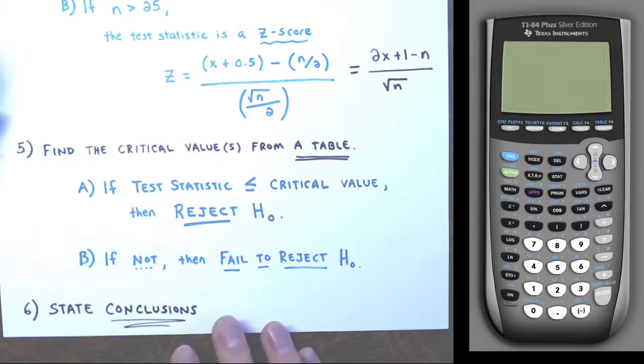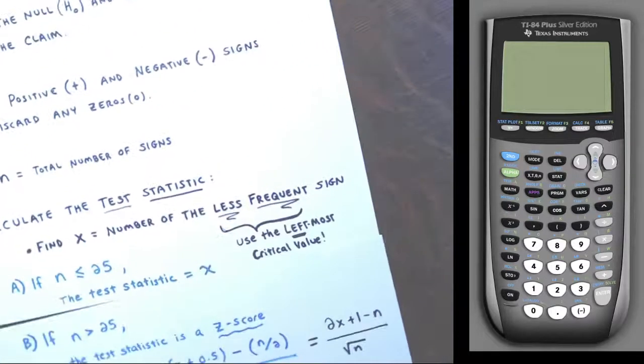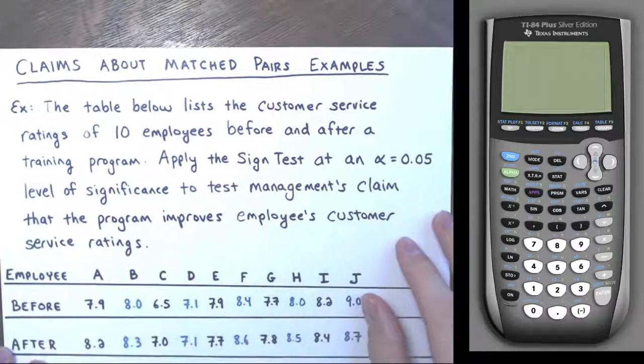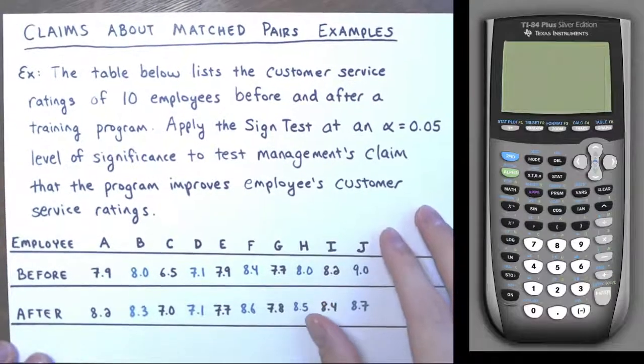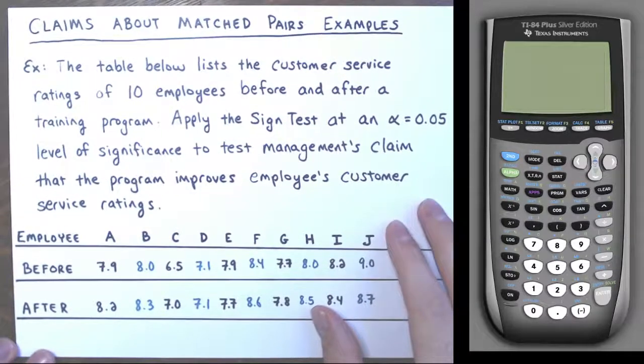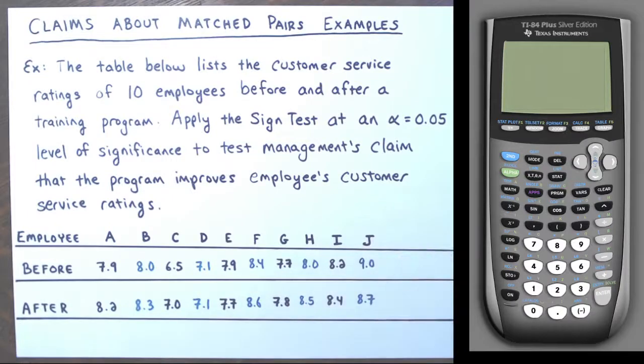Alright, so those are the steps. And like I said, very similar to any hypothesis testing steps that you'll come across. You establish your hypotheses, find your test statistic, find critical value or critical values, and then compare your test statistic to the critical values and make conclusions.